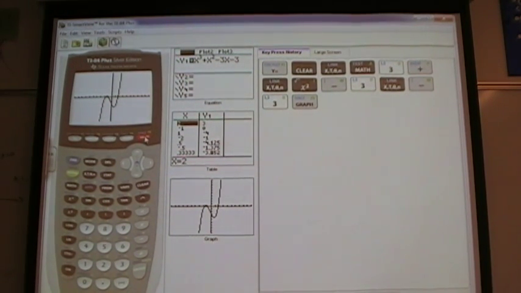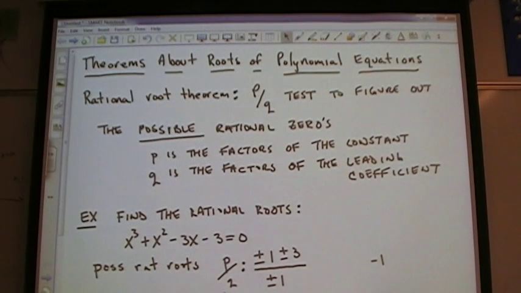My suggestion is to type it into y equals, graph it, and get an idea of which ones to test. I don't even need to test -3, 3, and 1, because I can see from the graph that it doesn't work. So the only one that works is -1. The question said find the rational roots. Your answer is -1. That's it. You're done.